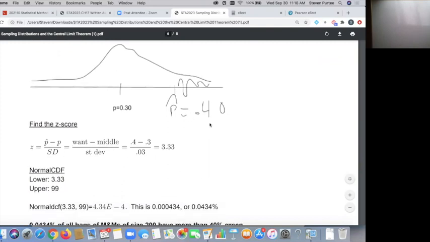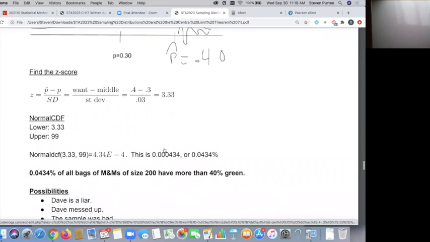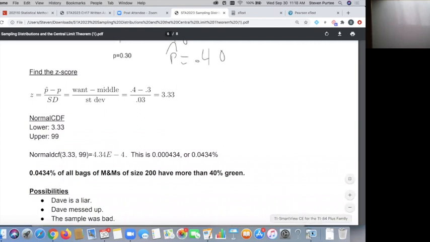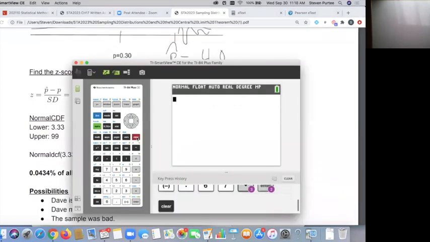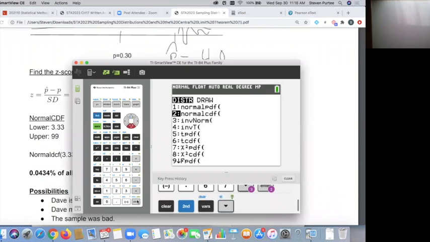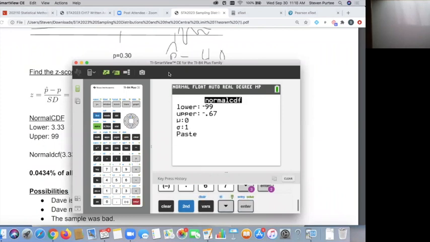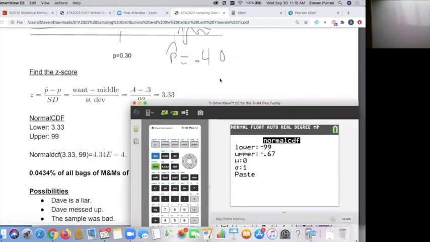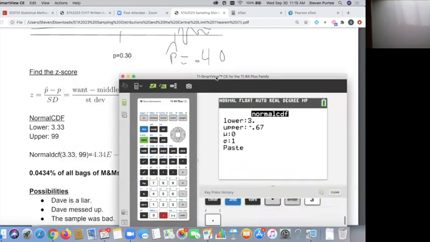Find the z-score: the p hat I want, minus the one in the middle, over standard deviation. Dave's bag was 3.33 standard deviations above the mean. We type that in our calculator. I want you to see this. You have to be on the lookout for these scientific notation problems. 3.33 to 99.